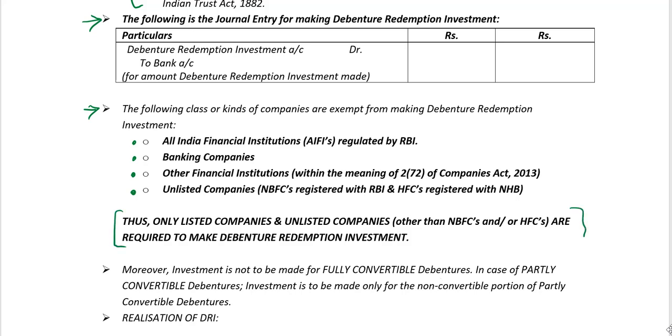Hence, only listed companies and unlisted companies, those companies other than NBFCs and HFCs, are required to make debenture redemption investment. So only these two types of companies are required to make the debenture redemption investment. Moreover, investment is not necessary for fully convertible debentures, and in the case of partly convertible debentures, investment is to be made only for the non-convertible portion of the partly convertible debentures.